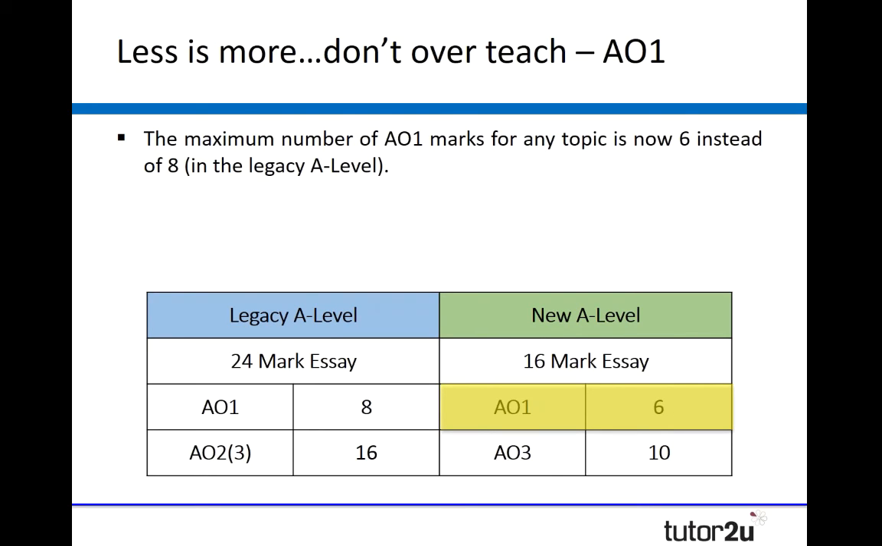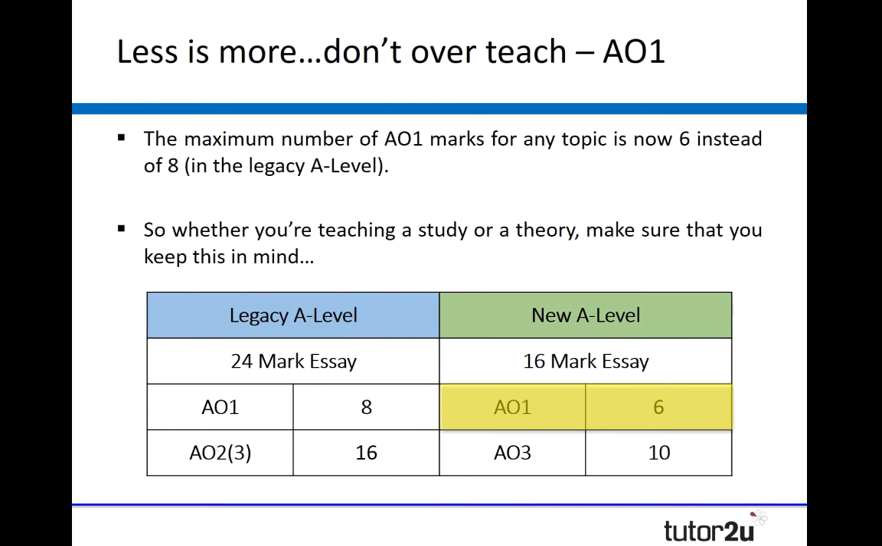If you're teaching your optional topics, for example, let's say you're teaching aggression this year, and you teach exactly the same content that you've taught every other year up until now, there is an argument to say that you're actually teaching too much. So my advice is, can you look back over your existing lessons, your existing work, and streamline it down a little bit, because they don't need as much AO1 knowledge this year. So the point there is just to keep this in the back of your mind if you're teaching any studies, any theories, that they need ever so slightly less this year than they would have needed previously.